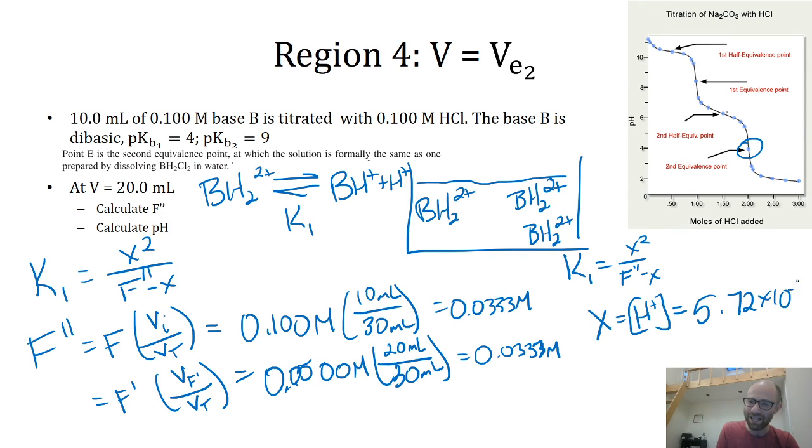5.72 times 10 to the negative fourth molar. I was looking at that, like the pH there, that's a little low for the equivalence pH. 3.24. Looking up at here, I'm like, that's like 4. How did it get down? That makes a lot more sense. But our pH is going steadily down, steadily down.